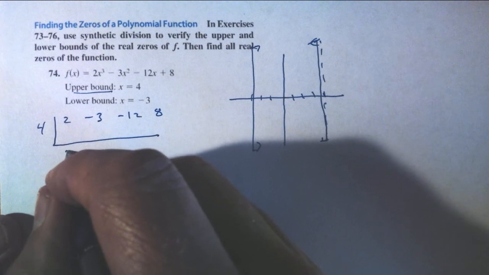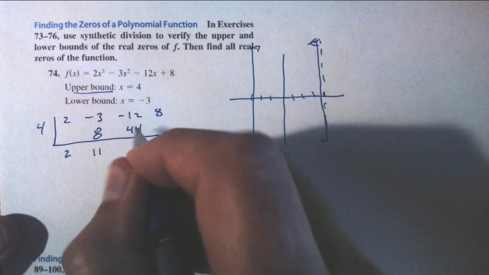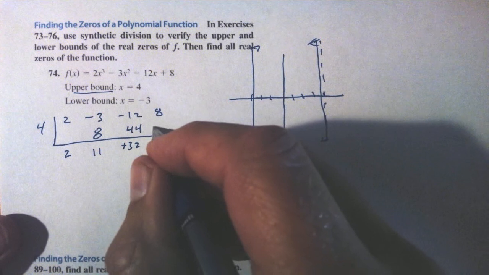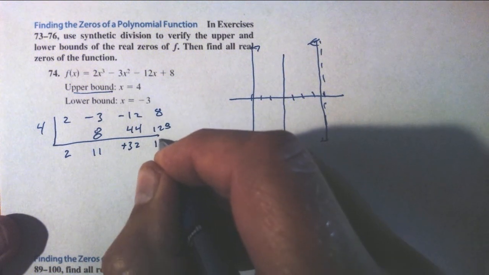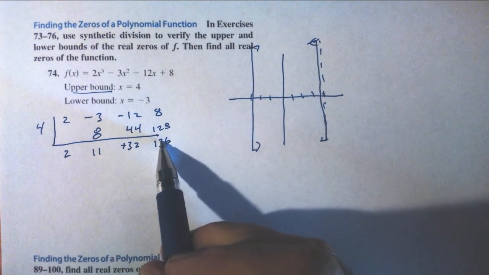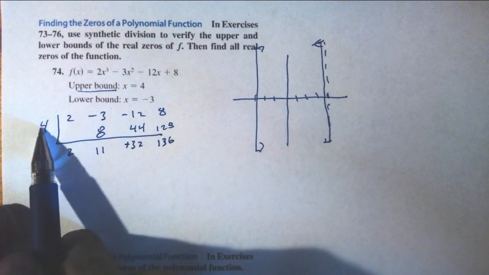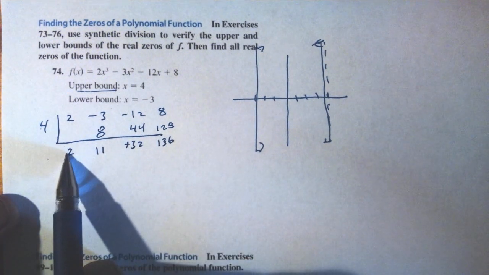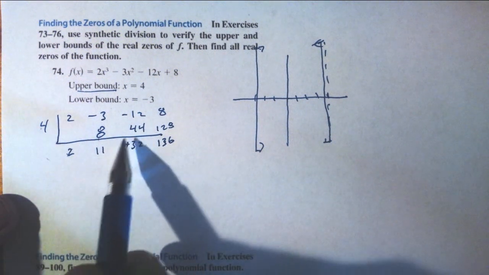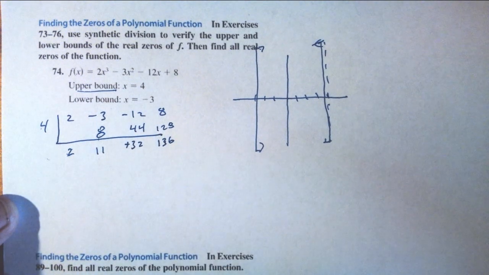Okay, I get 2, and I get 8, and I get 11, and I get 44, and I get negative 30, or I get positive 32, and I get 128, and I get 136. Now, what are we doing? We're hoping this ends up as a 0. If this ends up as a 0, then 4 would have been a 0. So what would happen if I put 5 in here? If I put in 5, this number will become bigger, making this bigger, making this bigger, bigger, bigger. I'm never going to get back down to 0 by putting in numbers bigger than 4.